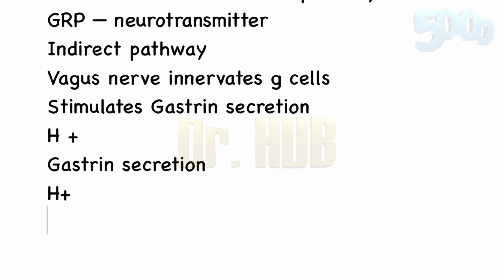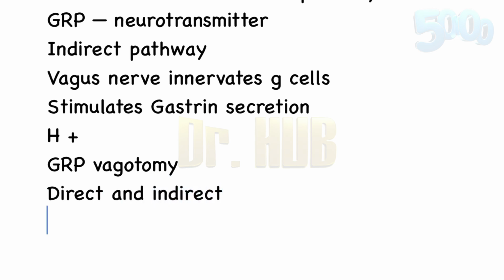Next, the neurotransmitter at these synapses is GRP, and it is not acetylcholine. Whereas in the direct pathway it was acetylcholine, here it is GRP. The applied aspect is vagotomy. In vagotomy, it eliminates both the direct and indirect pathways.